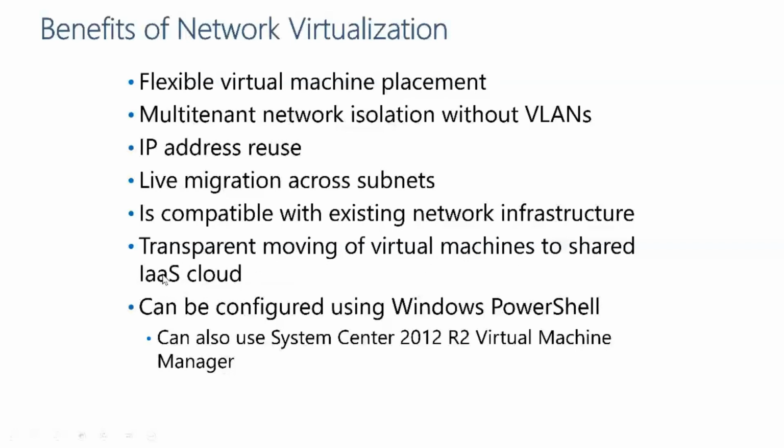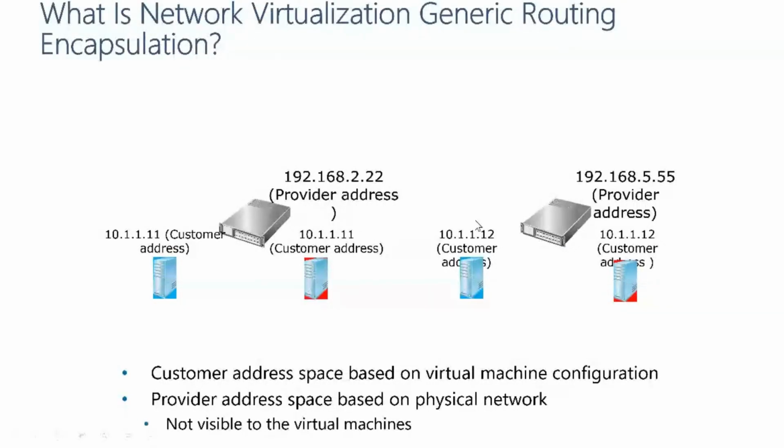It's transparent, moving our virtual machines to a shared infrastructure as a service cloud. So this basically is a prelude to going to the cloud, from private cloud to the public cloud. If we implement software defined networking, we can move the virtual machines from the private cloud to the public cloud without reconfiguring the IP addresses. Well, how does that work? It can be configured using PowerShell. It can also be configured using System Center Virtual Machine Manager. So it's not something that's default in Hyper-V. You can't do it with Hyper-V Manager, the normal one. You can only do it in System Center VMM, Virtual Machine Manager, or you have to use PowerShell. So let's have a look at what it means then, okay?